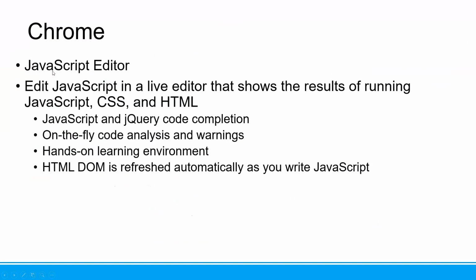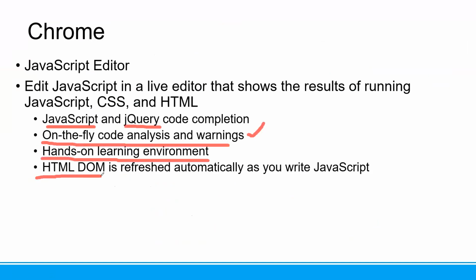I assume that most of you use Chrome, so let me give you insight into how we can deal with debugging in Chrome. In Chrome, there's a JavaScript editor. We can edit JavaScript in a live editor that shows the result of running the JavaScript, CSS, and HTML. When you deal with JavaScript, and later the jQuery, we can see whether the code is complete or not. It can show on-the-fly code analysis, meaning it shows in real time, and it will show warnings if there are any. It can be a hands-on learning environment.